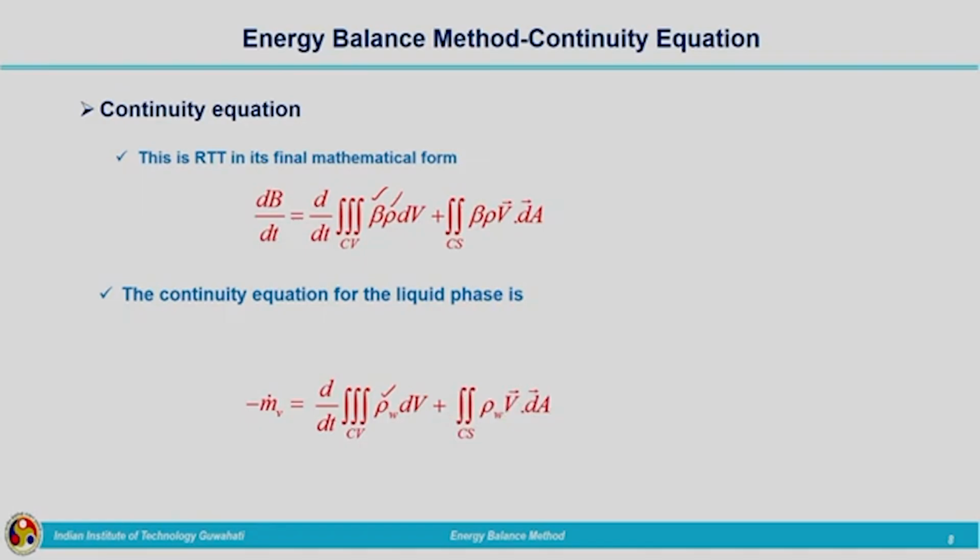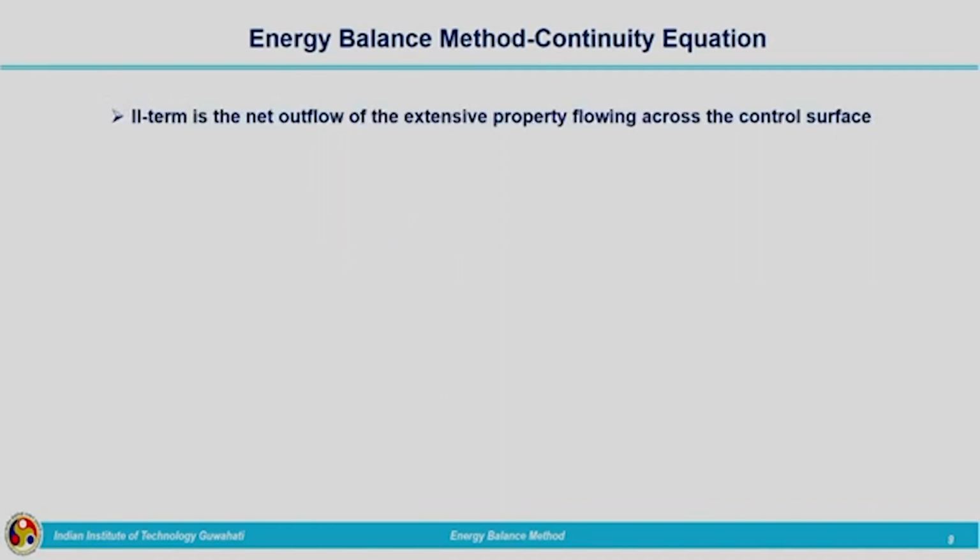Looking at the equation, the first term is related to the control volume and the second term is related to the control surface. Let this be equation 1. We represent the first and second terms as term 1 and term 2. Now, let us consider the second term. The second term is the net outflow of the extensive property flowing across the control surface. This we know already, but we need to find an expression for it.